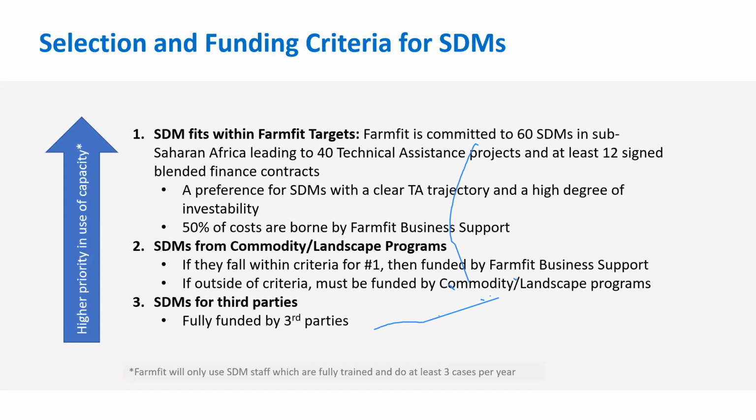The second criteria is when this is a pure case, which is with a commodity or landscapes program. So if you fall within the selection criteria that we have, so you have an innovative program or project, a strong focus on social and environmental criteria, and a company that's committed to see service delivery as a business, then we can work together to have this funded as FarmFit business support and share the costs. If this is outside the criteria, this needs to be funded by the program or the commodity program.